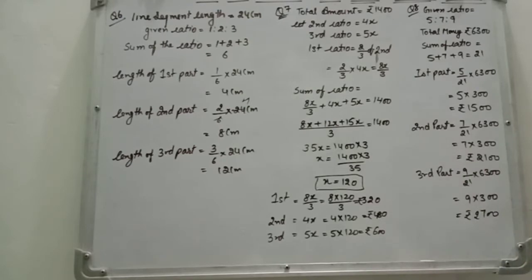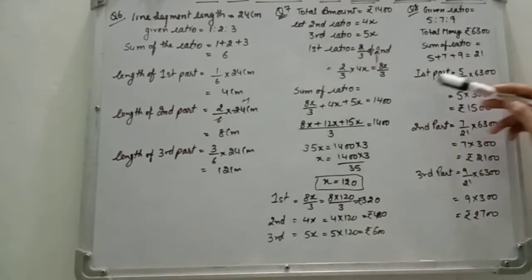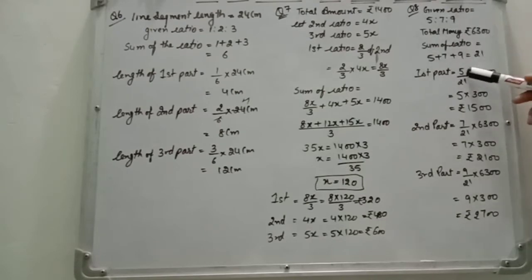Now move to question number 8, which is the same as question number 6. First we will do question number 8. In this question, the ratio is given as 5:7:9 and the total money is given as 6300. First step, same: sum the ratio. 5 plus 7 plus 9 is equal to 21. Same procedure. Now first part: first ratio 5 divided by the sum 21, multiplied by the total money. 21 3s are 63, so 21 times 300 is 6300. So 5 multiplied by 300, our answer is 1500.